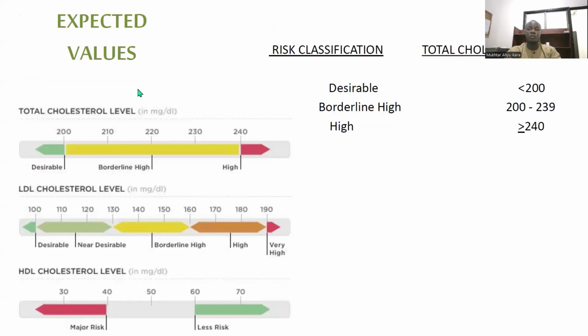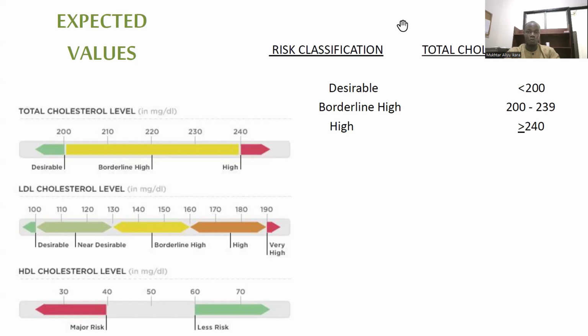Now, expected values. What are the expected values of cholesterol? You see, there is a risk classification, desirable. The total cholesterol in the blood, we measure it in milligrams per deciliter. So the total cholesterol, desirable, should be less than 200 milligrams per deciliter. If your total cholesterol is less than 200 milligrams per deciliter, it means that you are normal and you don't have any issue.